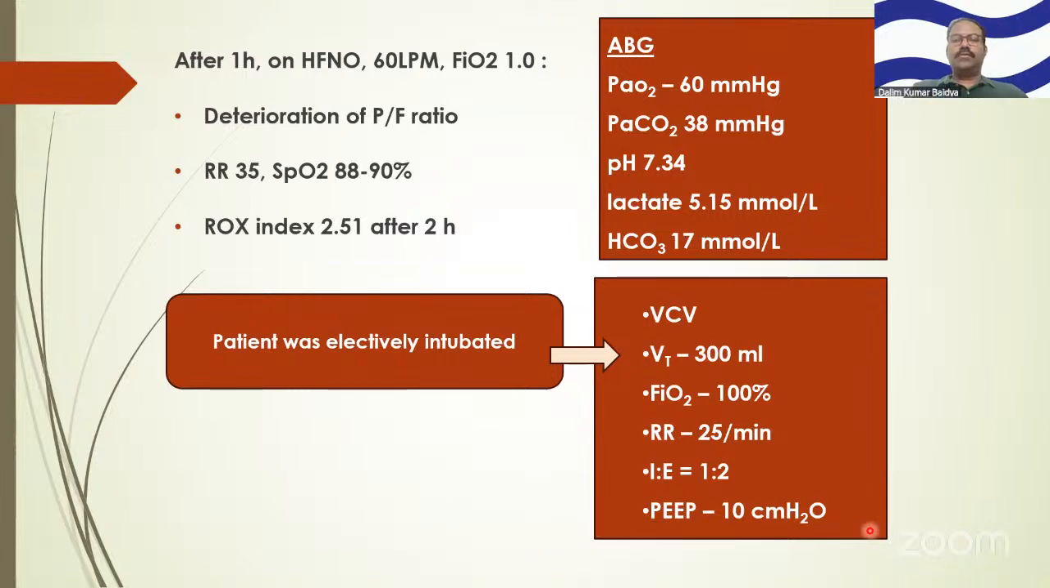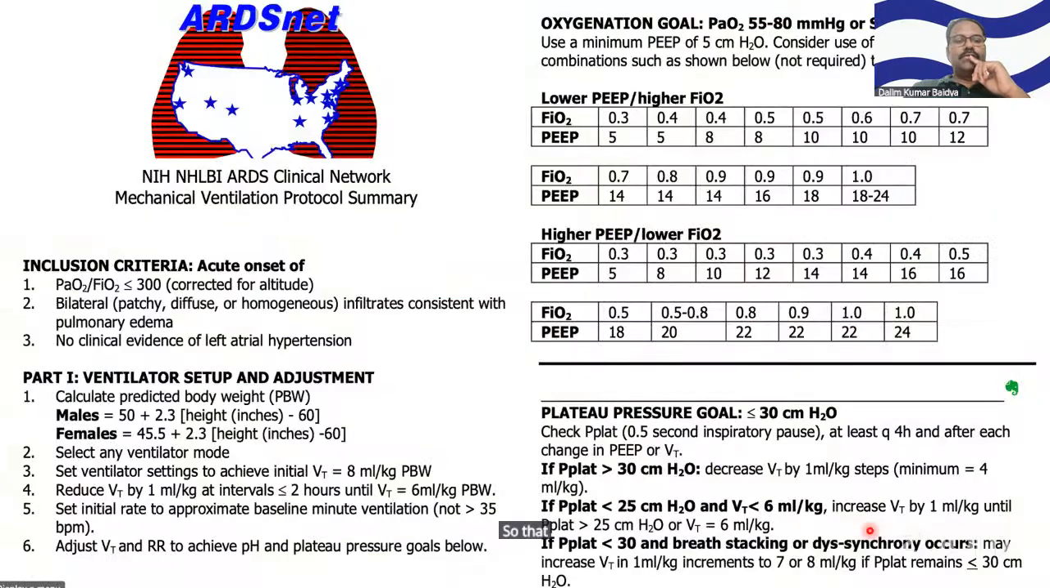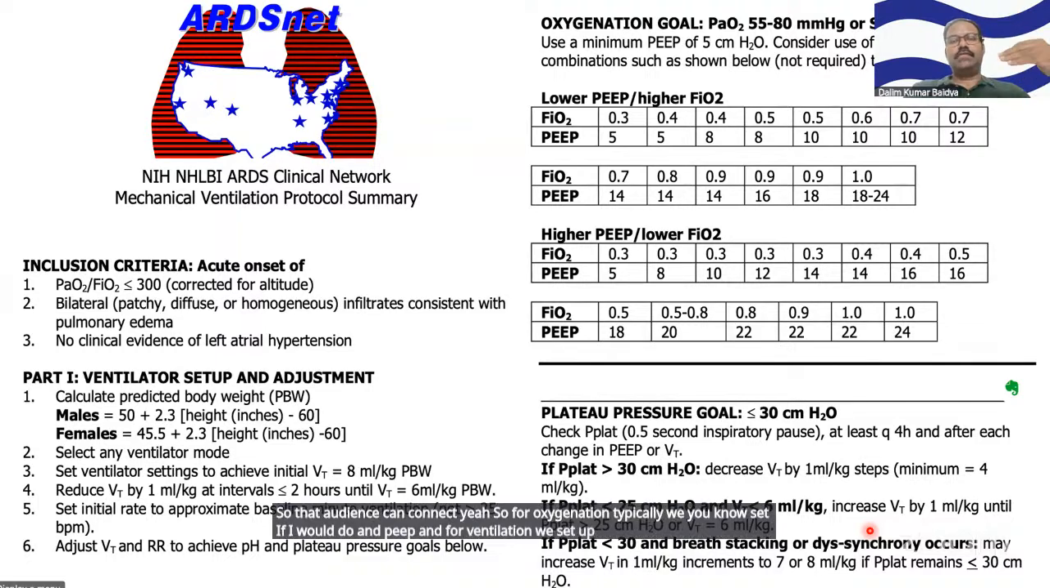Right. So, grossly, the components of a typical volume control mode that we usually use most commonly in ARDS patients are tidal volume, respiratory rate, FiO2, PEEP, and I:E ratio, right? These are the usual settings. So, you can move ahead with the slides so that the audience can connect. Yeah. So, for oxygenation, typically we set FiO2 and PEEP, and for ventilation we set tidal volume and respiratory rate.